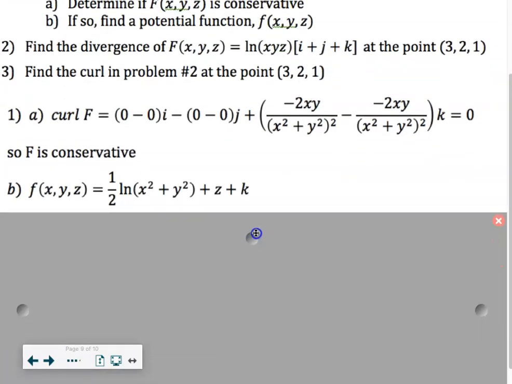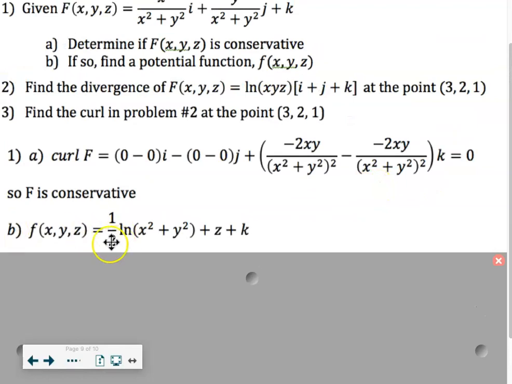Oh, no, you didn't have to do divergence. I cut out parts 2 and 3 for this. We could have done divergence, just a dot product, but I didn't feel like it right now. Okay, so your potential function, did you all get 1/2 ln of x squared plus y squared plus z, plus k? Did you all remember your natural log? You had to do a u sub. Yeah? All right, good.